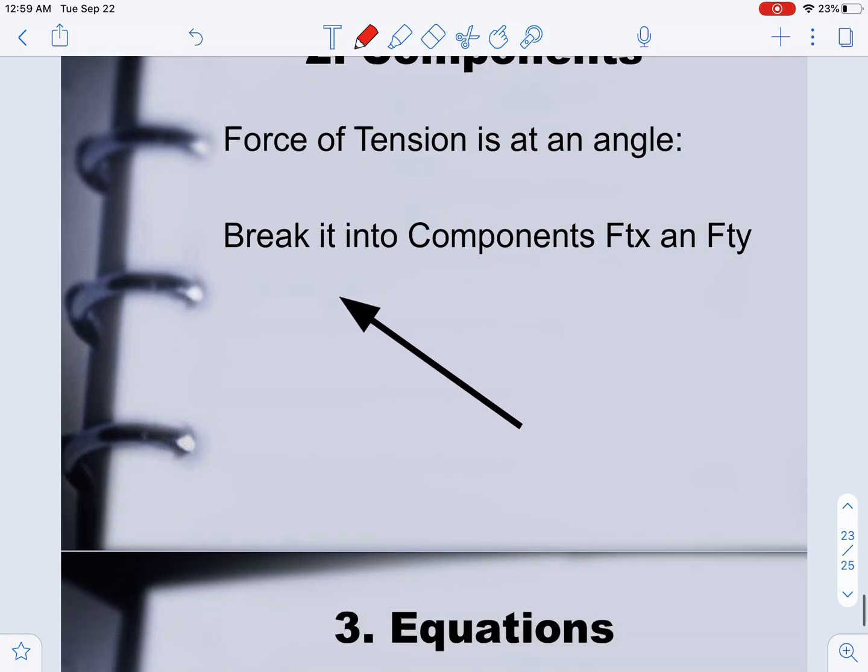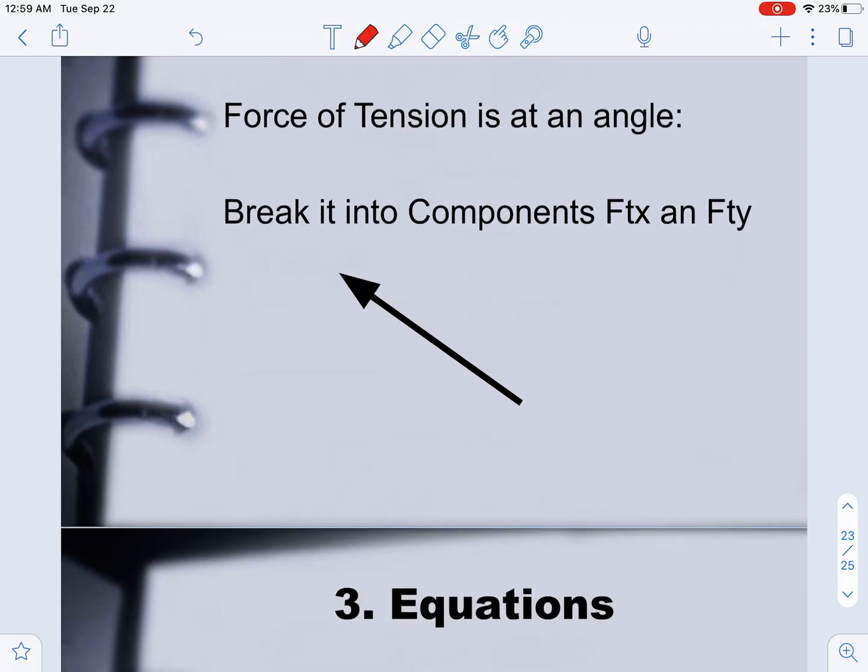Our second step is going to be to break down any angled forces into its components. The only force that we have at an angle is the tension force. So we're going to break it into its perpendicular components by creating a right triangle. Once we've done that, we're going to name our forces. We're going to call our y component FTY and our x component FTX.